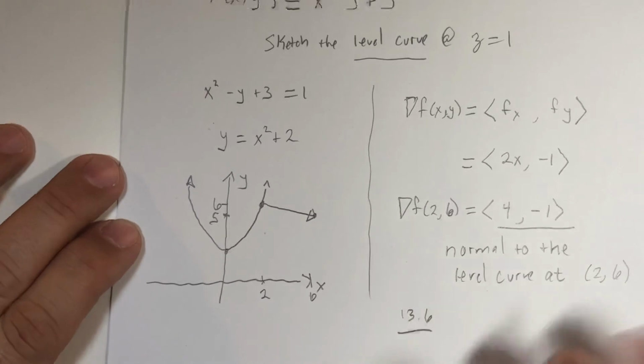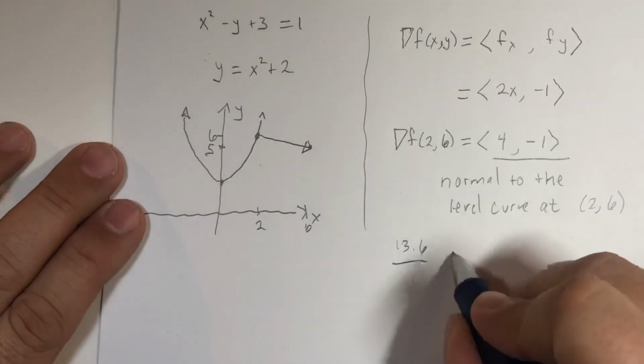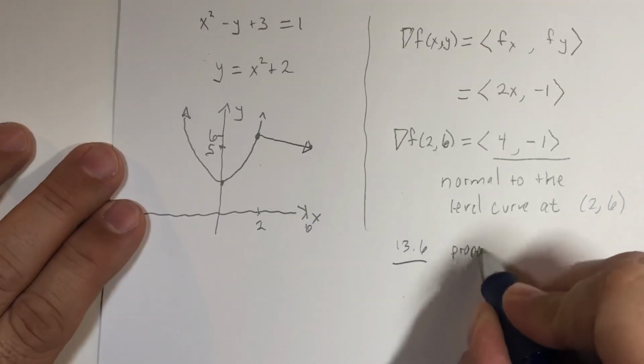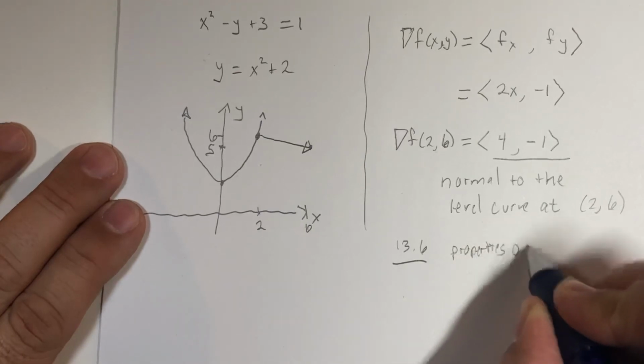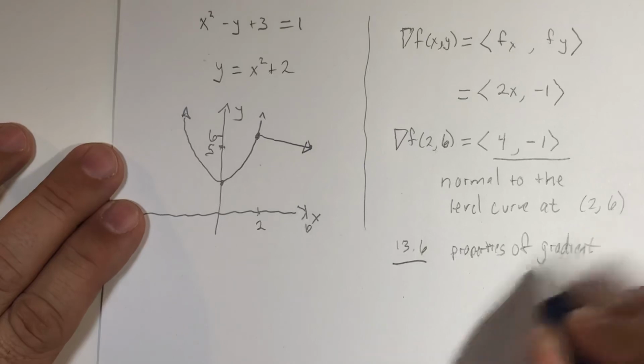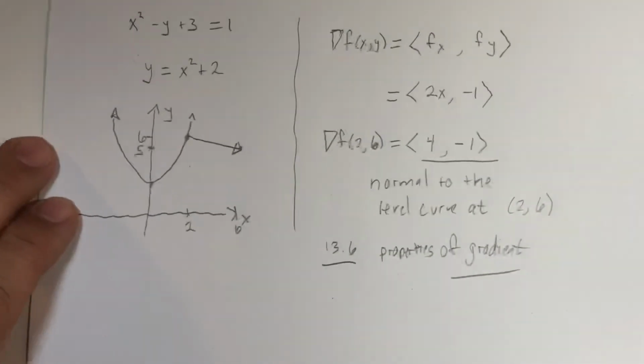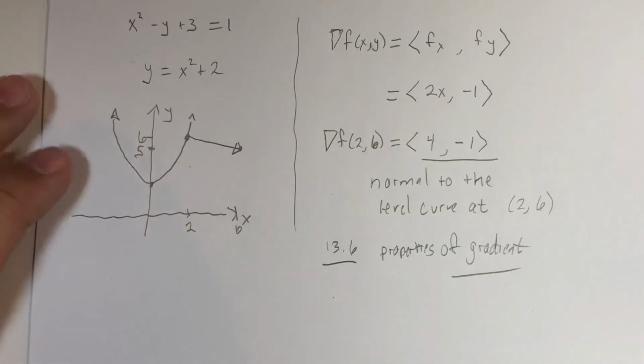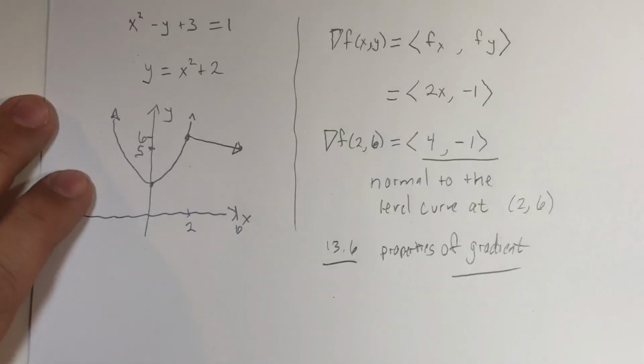And if you look in section 13.6, you will see that there are some other properties of the gradient that you will find related to how this relates to the three-dimensional surface.